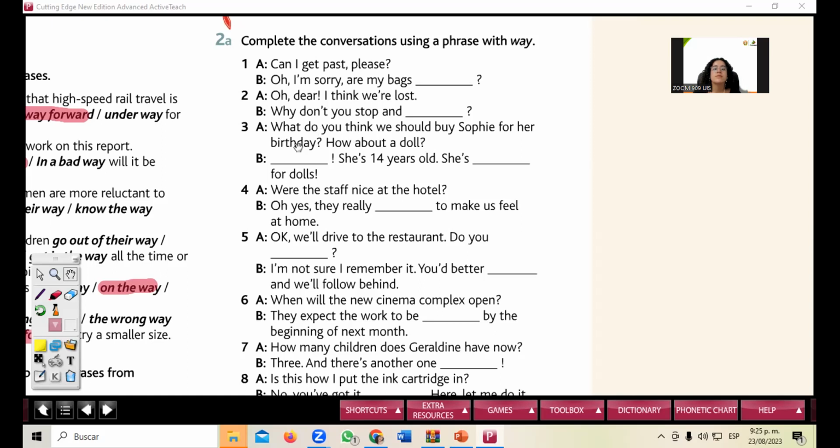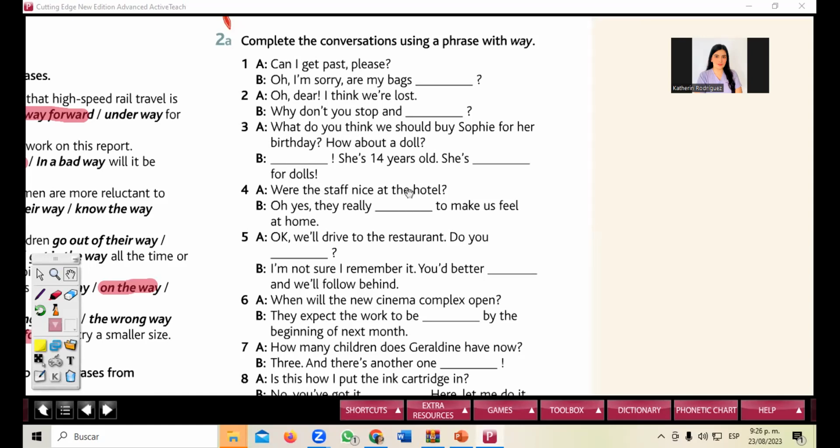Karen, number 3. Yes, teacher. What do you think we should buy Sophie for her birthday? How about a doll? No way. She's 14 years old. She's way too old for dolls. Yes, it's correct. Catherine, do you have the answers for number 4? Yes, Miss. Number 4.